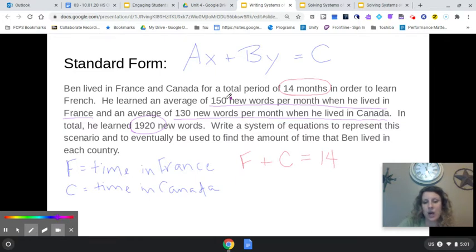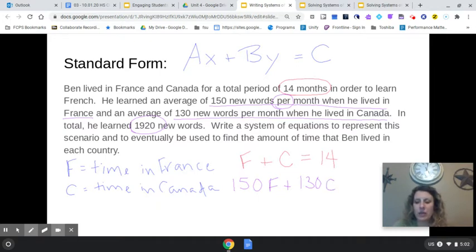All right, let's switch to the number of new words. The first part says 150 new words per month when he lived in France. Per, hopefully we recognize as meaning multiply. So we're going to multiply 150 times the number of months he lived in France, plus, this next part says 130 new words per month when he lived in Canada. So 130 times C. And the total again was given as 1,920.